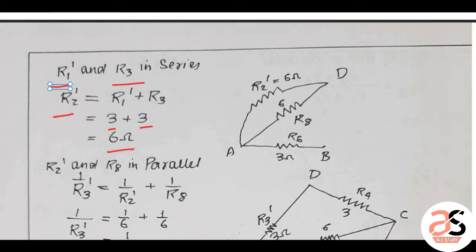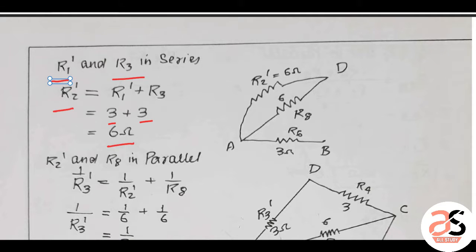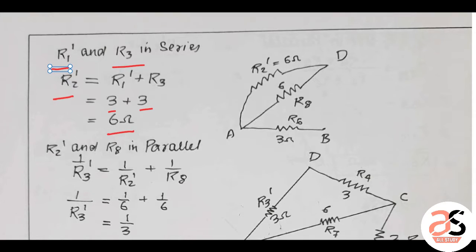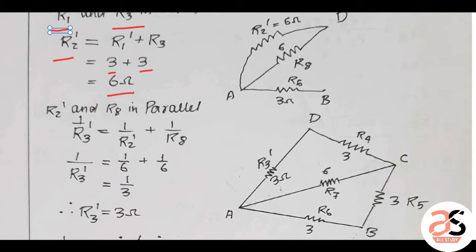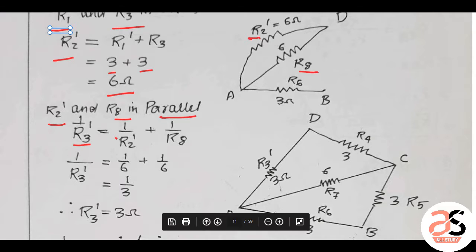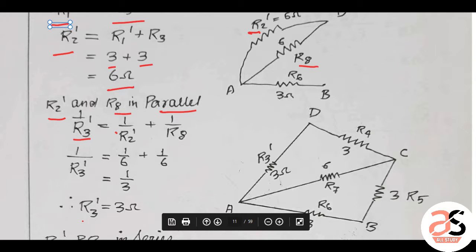I have given it the name R2 dash. So it is replaced by R2 dash here, 6 ohm. Now in the new figure, these two, R2 dash and R8, are in parallel. The formula is 1 by R2 dash plus 1 by R8 equal to its total value, which I have named R3 dash. So 1 by R3 dash equals 1 by 6 plus 1 by 6, which is 1 by 3. Its value is 3 ohm.